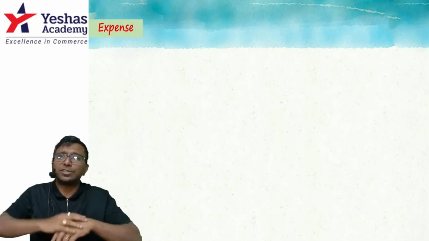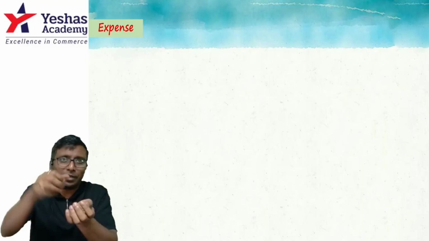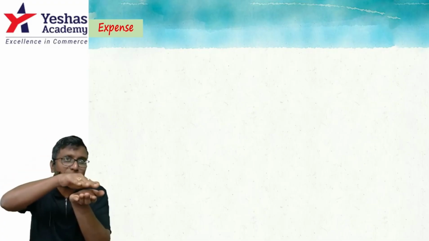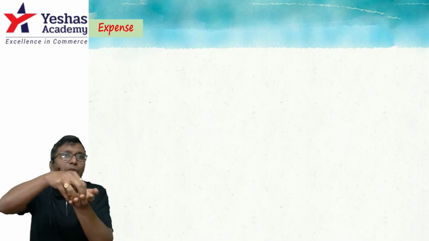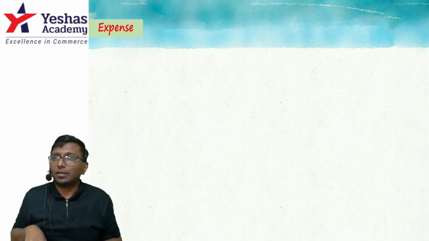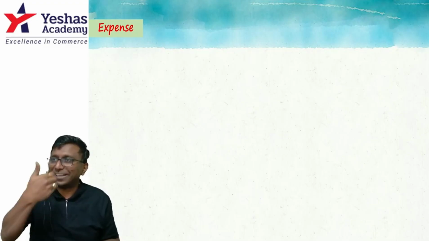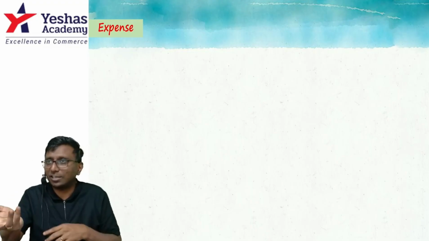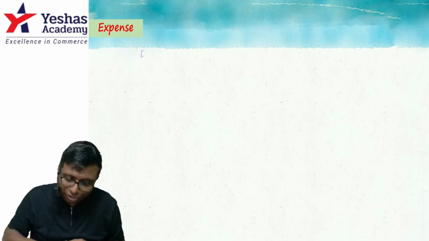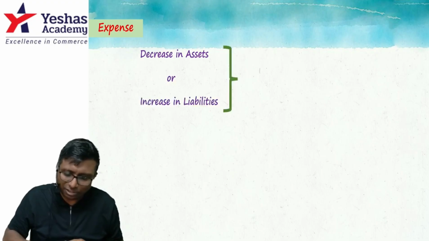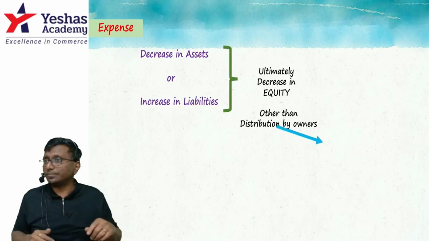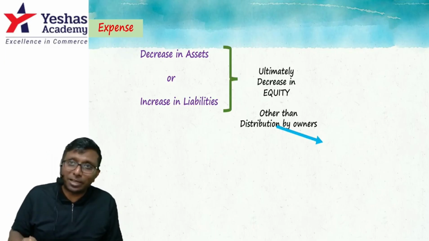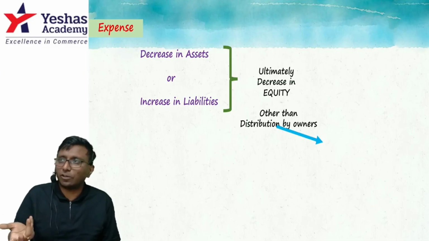Expense is exactly the opposite definition. You tell it, try. Decrease in asset or increase in liability, ultimately decrease in equity, other than distribution to the owners. Contribution is on the income side; withdrawal, meaning distribution, is on this side. That's all: other than distribution to the owners. What is distribution? Dividend distribution. Not only dividend distribution, even buyback also. Buyback also is a distribution of equity.